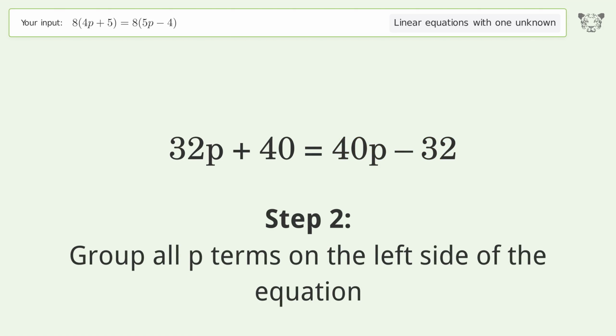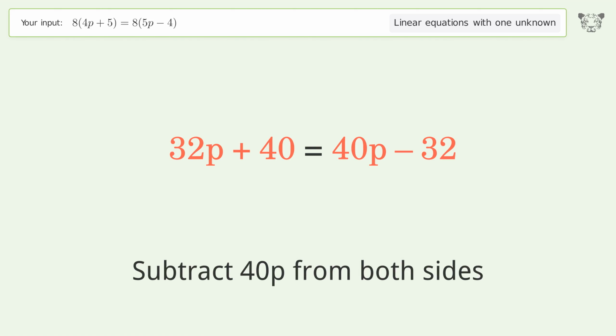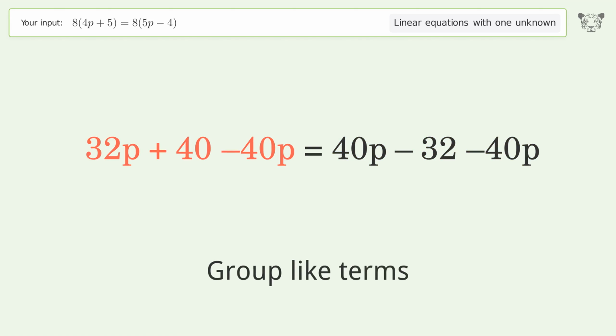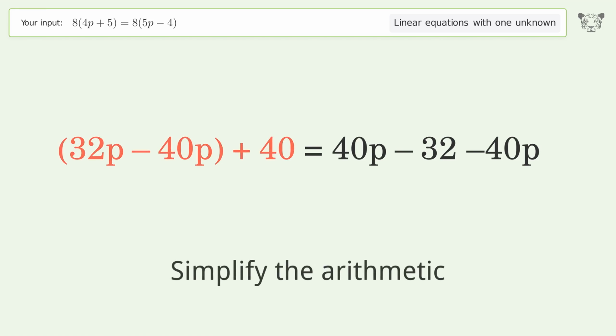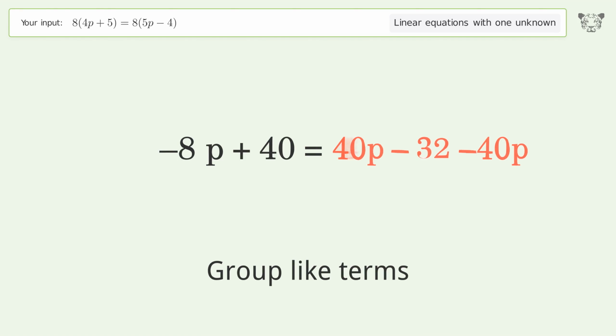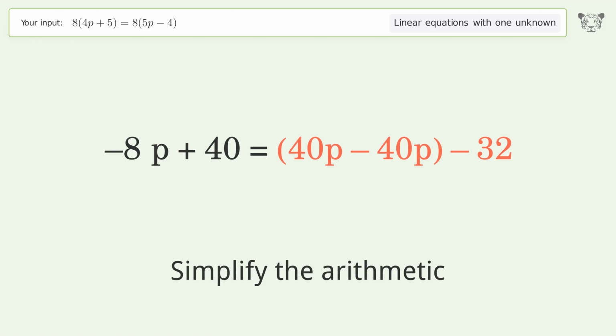Group all p terms on the left side of the equation. Subtract 40p from both sides. Group like terms. Simplify the arithmetic. Group like terms. Simplify the arithmetic.